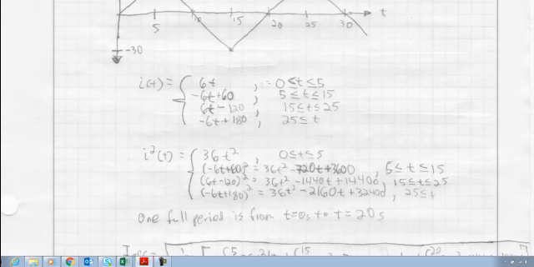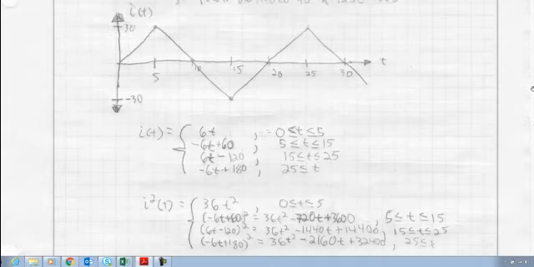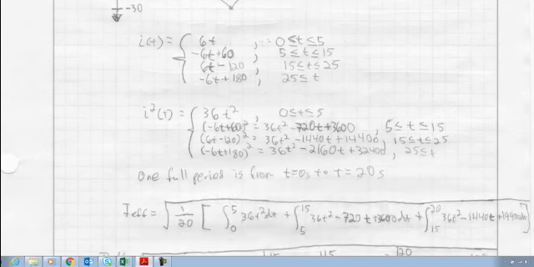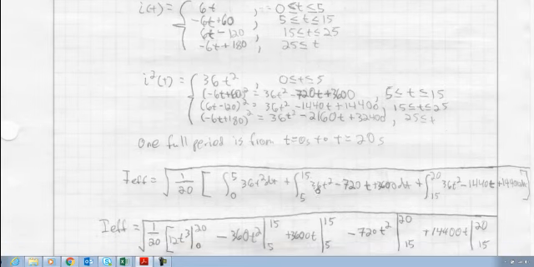Now, if you look back at this function, one full period would go from, in this case, 0 all the way up through 20. This is not exactly a sinusoid, but you see this triangle wave, and one full period, it looks like it's going to be a repeating pattern. So we want to find the integral over 0 through 20 of this function. And so here is our effective value.